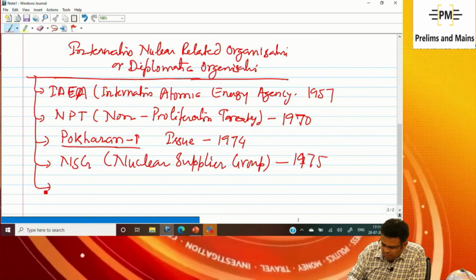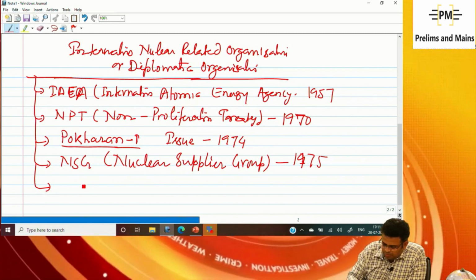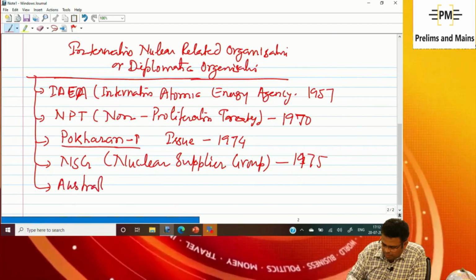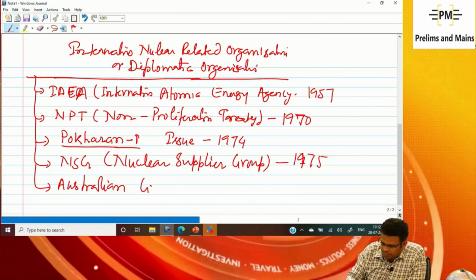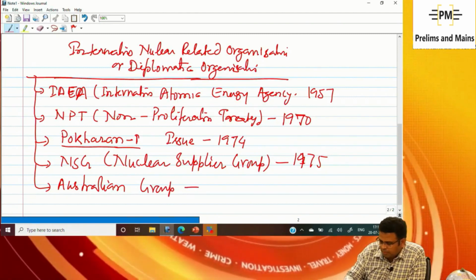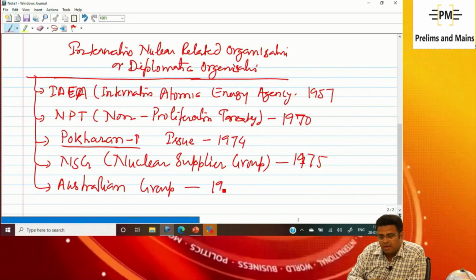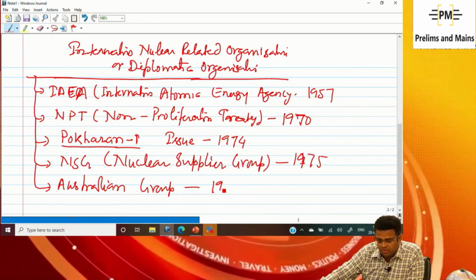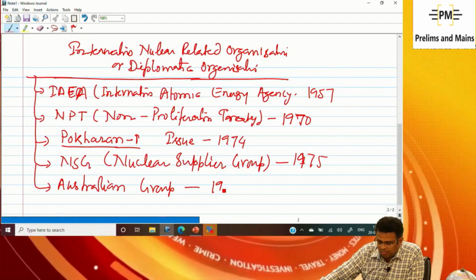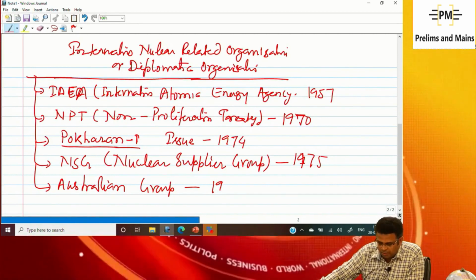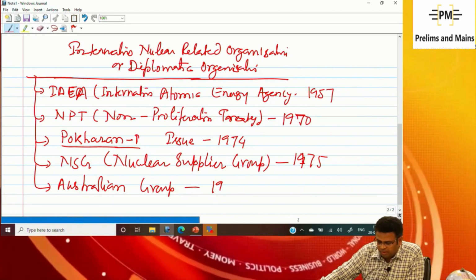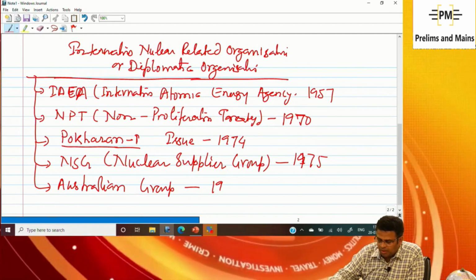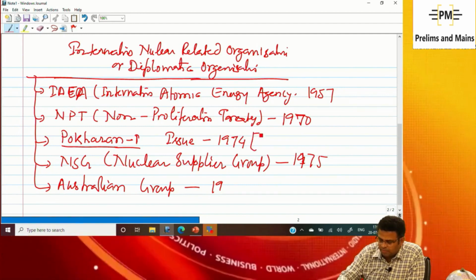Thereafter, there is the Australian group, just after an 8-year break. So here it is: 1957 around International Atomic Energy Agency, NPT Non-Proliferation Treaty 1970, Pokhran 1, where we first did our nuclear test, 1974. It is also known as Smiling Buddha.